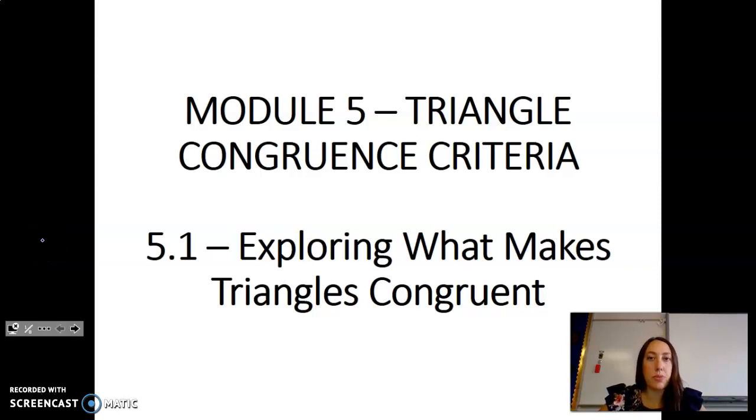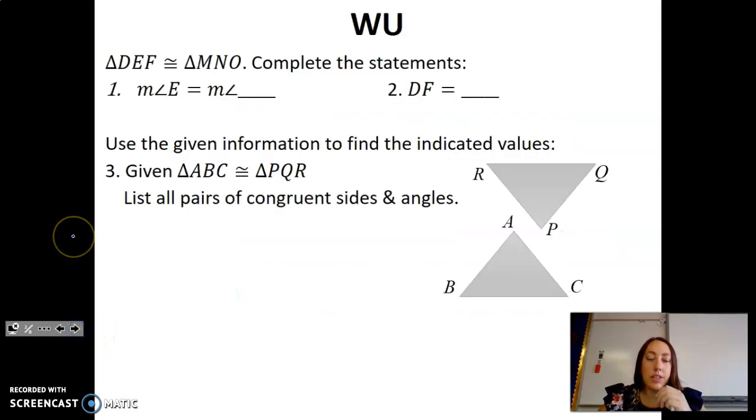Everyone, we are starting Module 5, which is on triangle congruence criteria. So we're basically figuring out whether or not triangles are congruent to one another. 5.1 is just about exploring what makes two triangles congruent. So we're going to start with a little warm-up, a little bit of review from previous units.